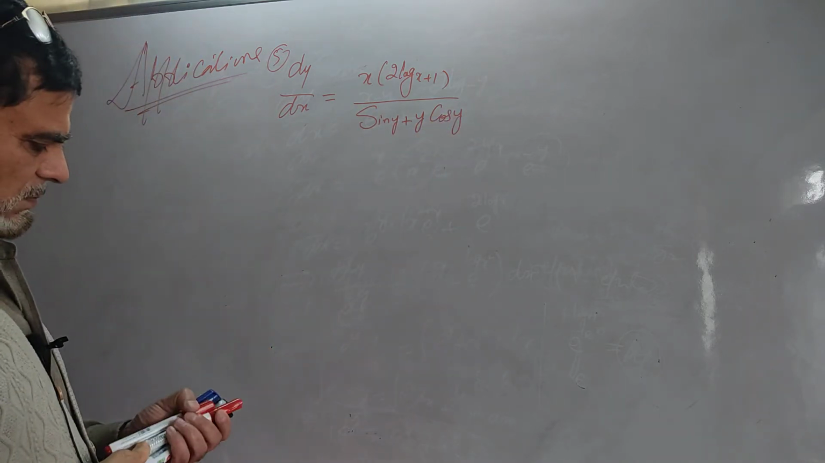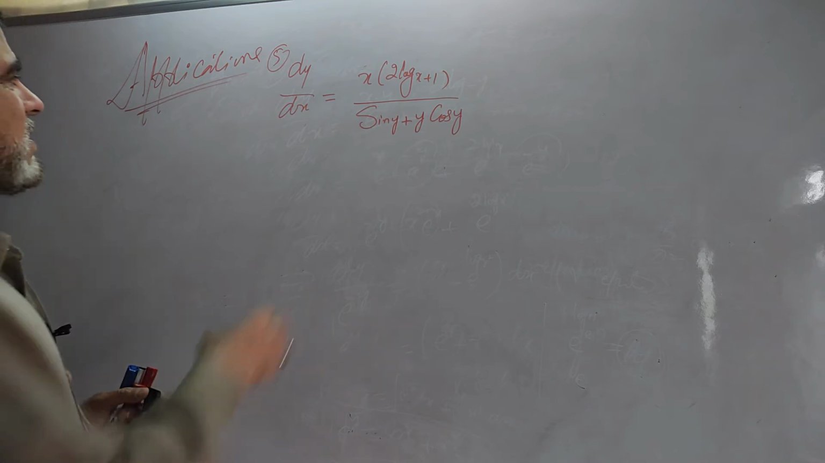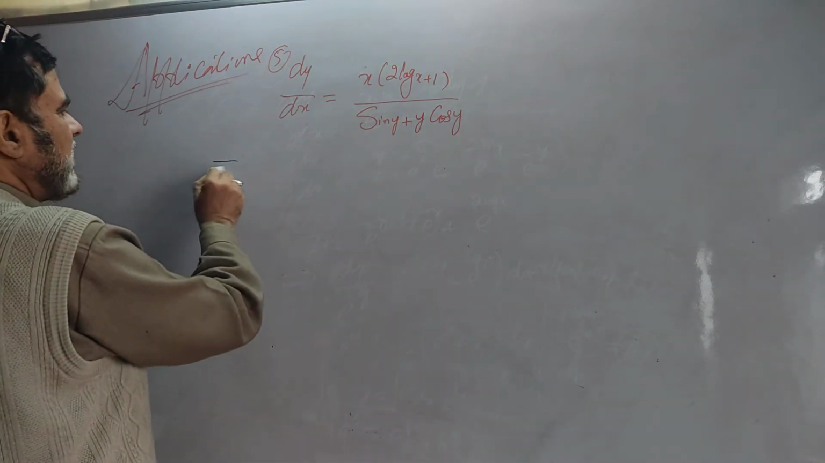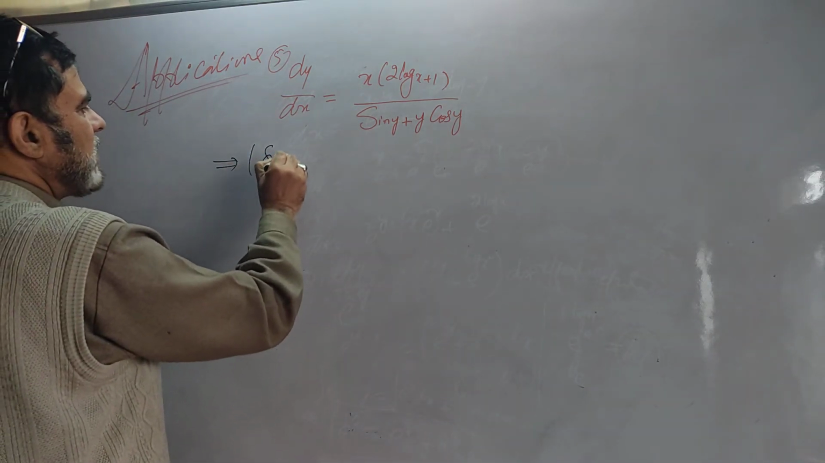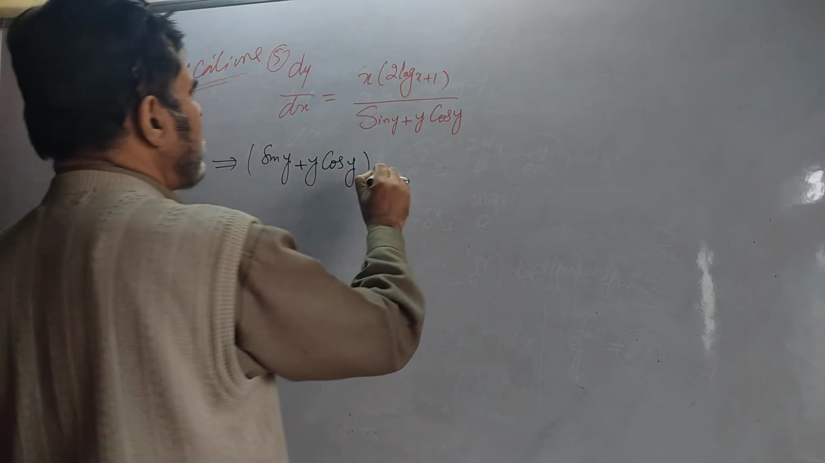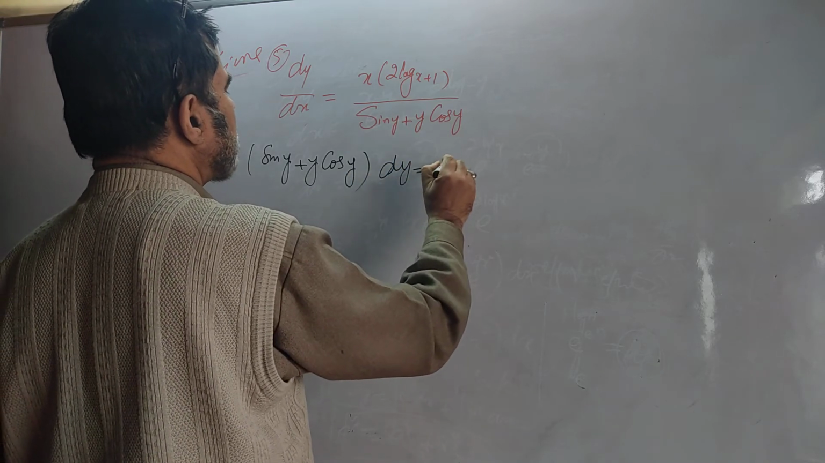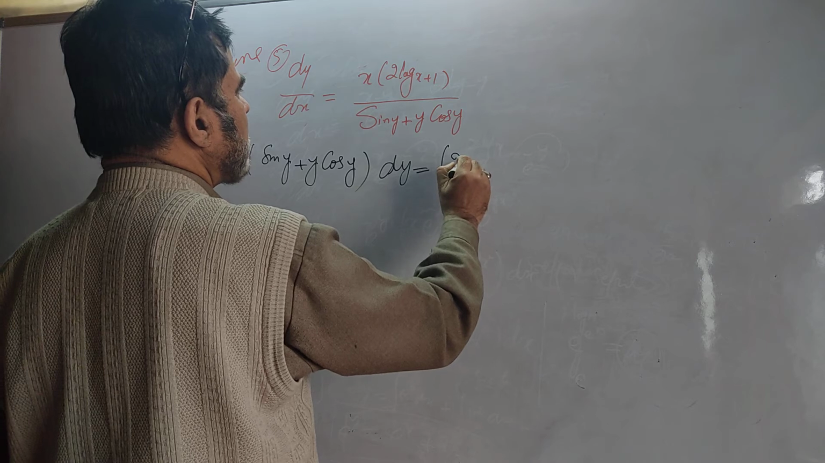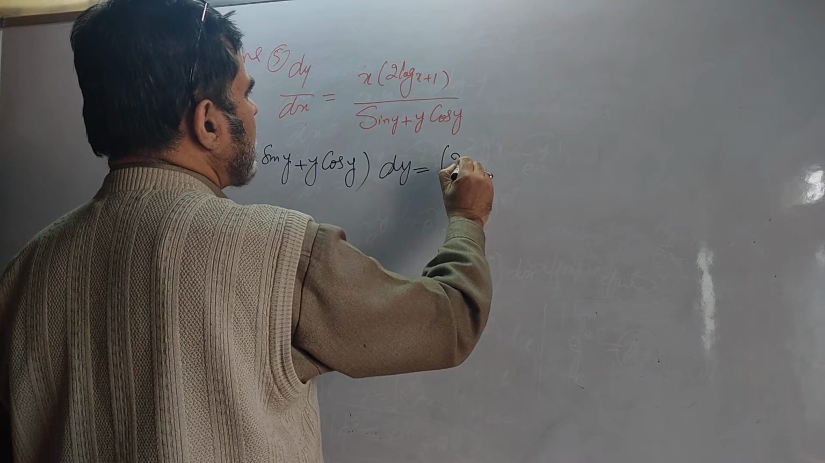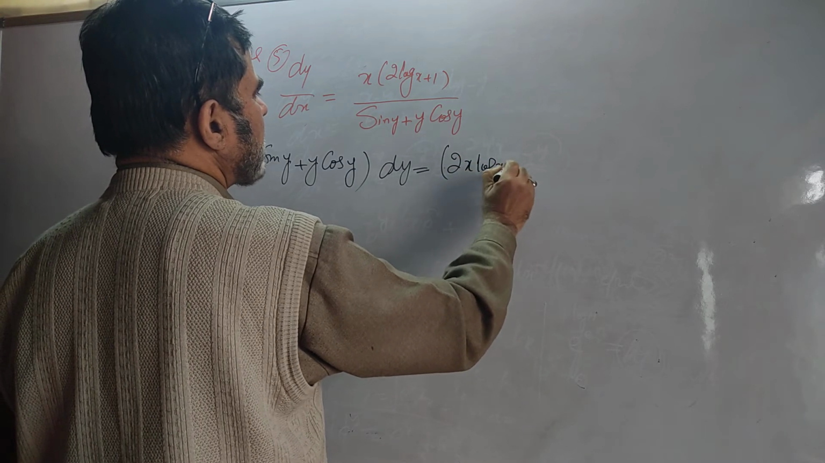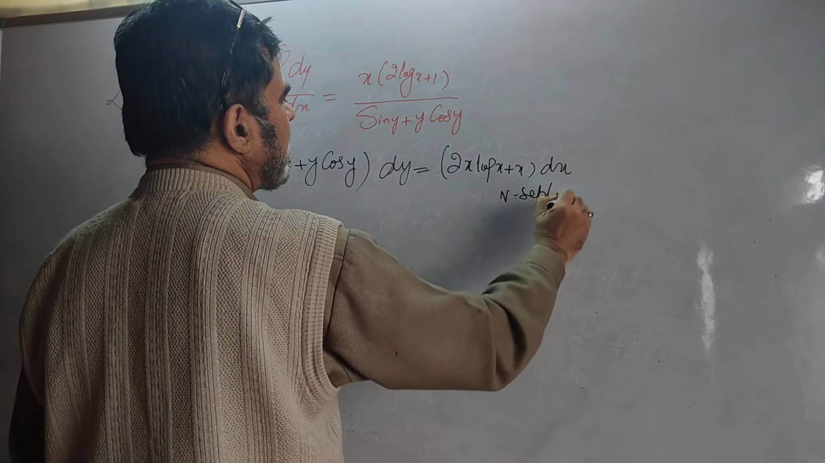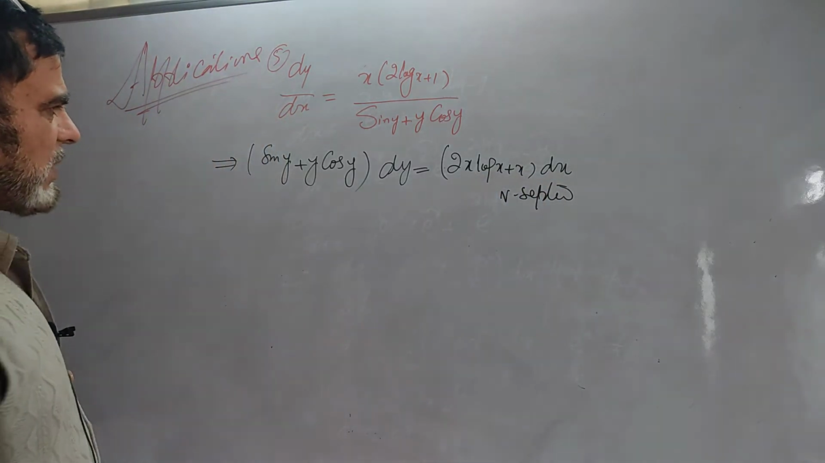Very simple. This question is easy because this is a pure function of x, and this is a function of y. I can separate the variables easily. I can write this as (sin y plus y cos y) dy is equal to 2x log x plus x dx. So variables you have got separated, so you can integrate.